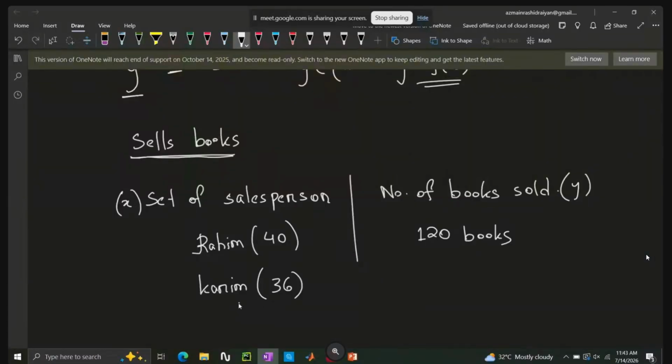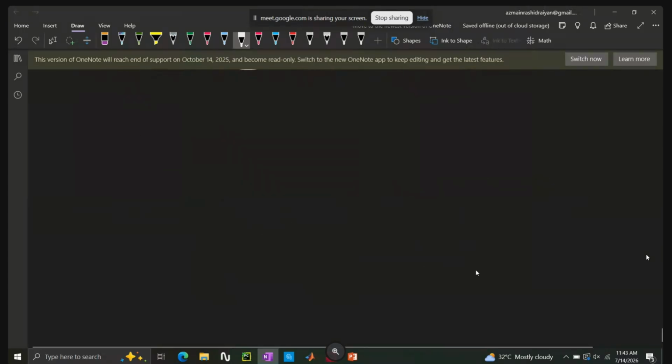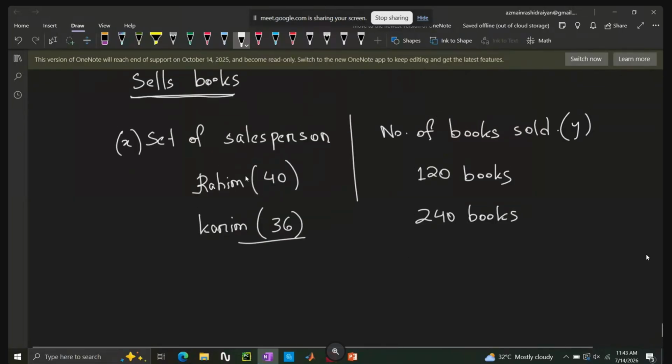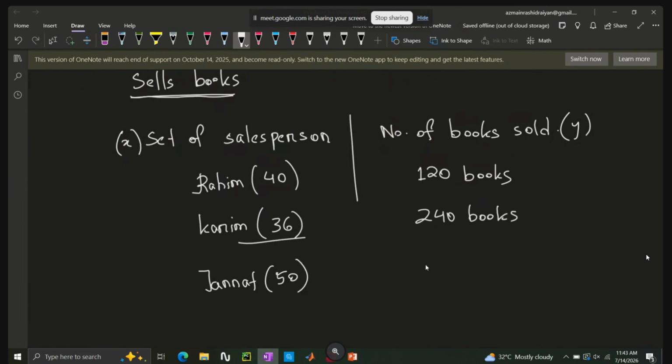All right, so let's say we have another salesperson whose name is Korim. He has sold 240 books. And then let's say our third salesperson is Jannat. She has received 50 phone calls and has sold 320 books. So we have two sets of data: the number of phone calls received by the salespeople and the number of books sold by each of them. Let's say this is my y data and this is my x data.